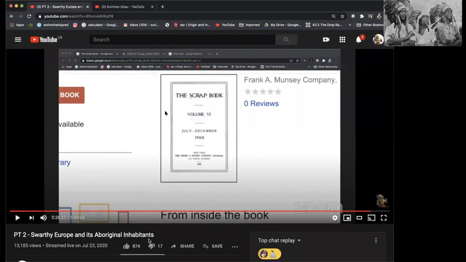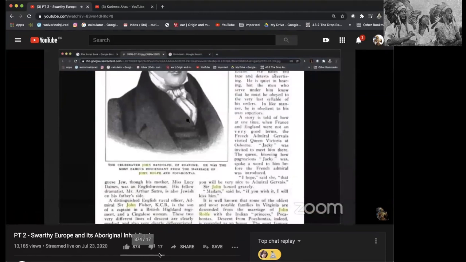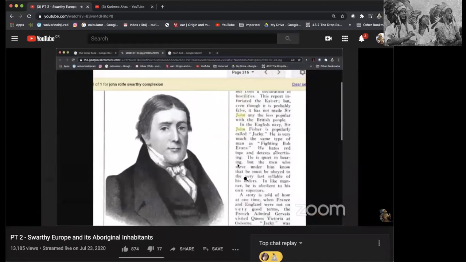And before we get off this video, part two of Swarthy Europeans, Aboriginal Inhabitants, I just want to show a sign that's towards the end of the video. Famous person here, just so you can get comprehension. All right, scrapbook. It says here, the scrapbook, volume 6, July, December 1908. And it's talking about John Randolph. Who's John Randolph? Well, John Randolph is the celebrated Randolph of Roanoke. He was the most famous descendant from the marriage of John Rolfe and Pocahontas. He's the son of Pocahontas.